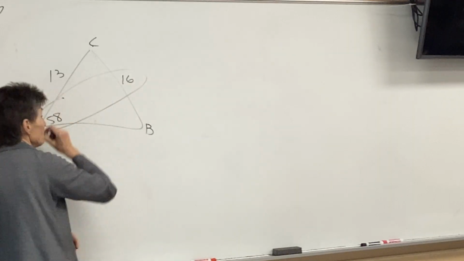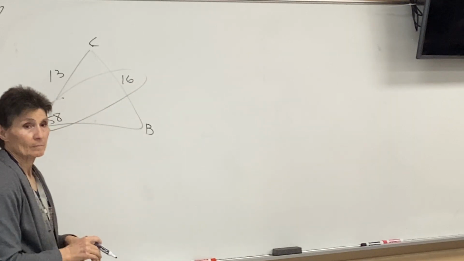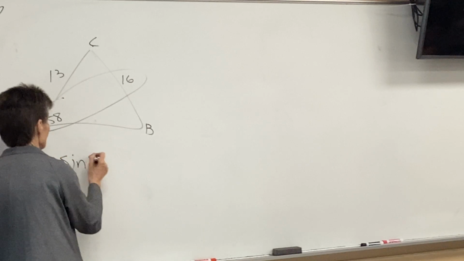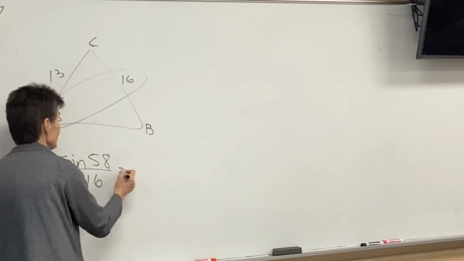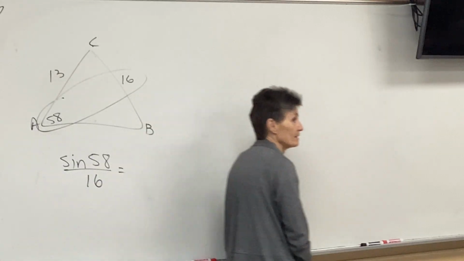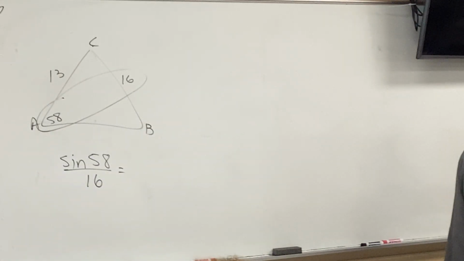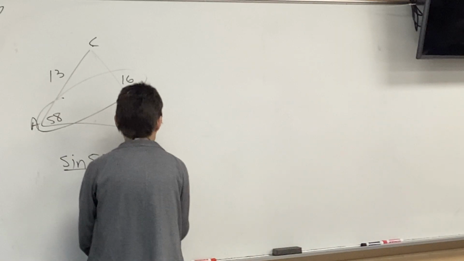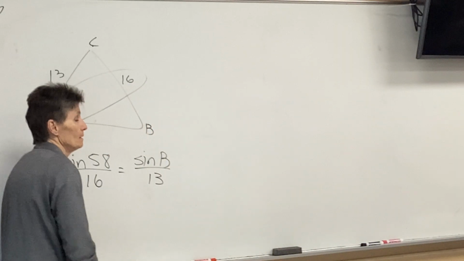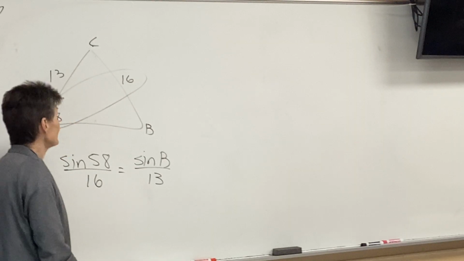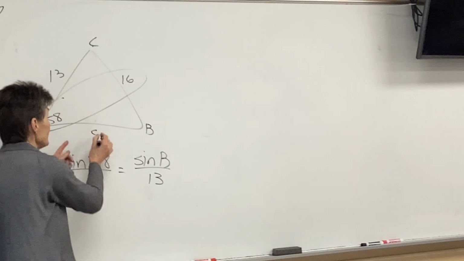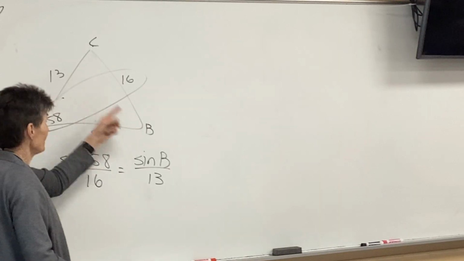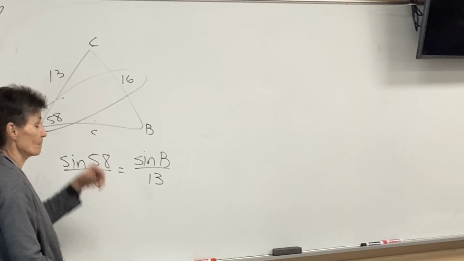See this right here? That's my starting spot. So sine 58 over 16 equals what? What am I gonna set that equal to? Sine B over 13. You can't set it equal to sine C over C because you don't know either one of those. You gotta go with B, because you know 13.